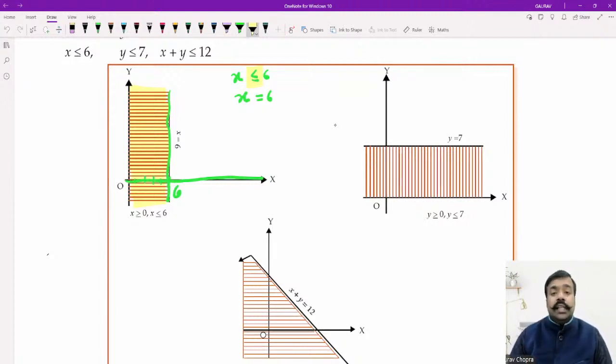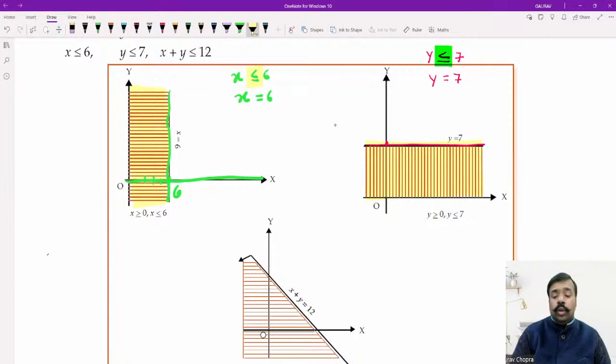Similarly, we are given y is less than or equal to 7. First of all, convert this into an equality sign, y equal to 7. Then mark the point 7 on the y-axis. This is 7. Since it is 7, we have to draw a line parallel to the x-axis, right? Now we have to see the shaded region. It will be less than or equal to 7, so this whole portion will be less than or equal to 7.